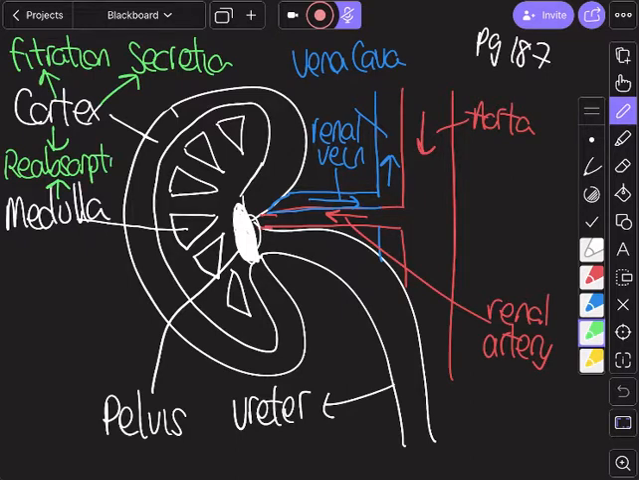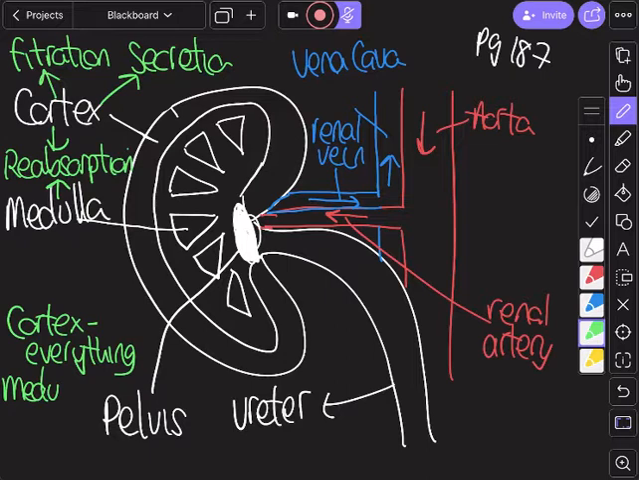Now, this all will have to do with the nephron when we do it, but in general terms, this is what we are looking for. So our cortex does everything. If you want to put that down here, your cortex does all the jobs, it does everything, but your medulla only does reabsorption.